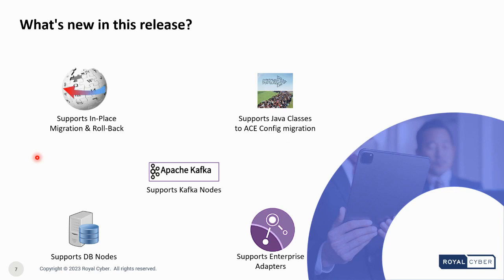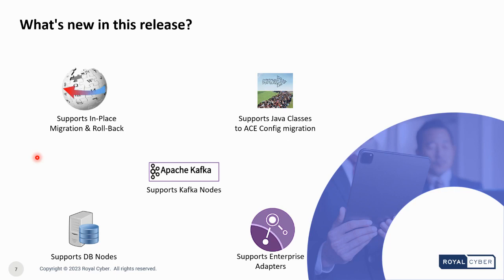So these are a couple of situations where you might want to try out, or you'd love to have, an automated rollback option as opposed to doing all of that manually, right? Which is exactly why we have baked this feature right into the product. Okay, and then this release also comes with support for migrating your Java classes to IBM ACE configurations.